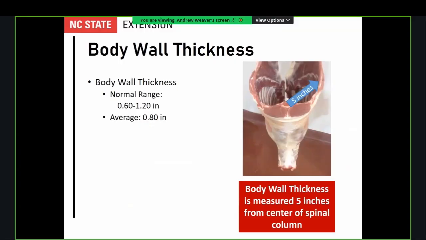Body wall thickness is another measurement that we take. It allows us to better evaluate the true fat cover on those animals. Sometimes during the skinning process, when the hide is removed, a little bit of that fat goes with it. Most of what contributes to the thickness of the body wall is fat, so it gives us a secondary fat measurement to adjust our back fat measurement and get a more accurate depiction of back fat thickness. Here, the normal range is 0.6 to 1.2, average maybe about 0.8.